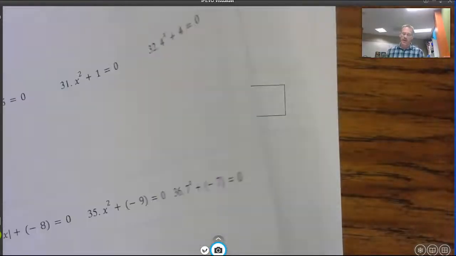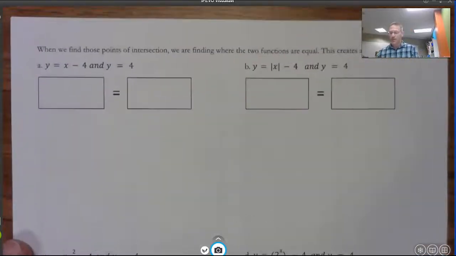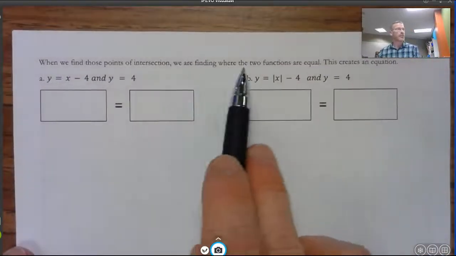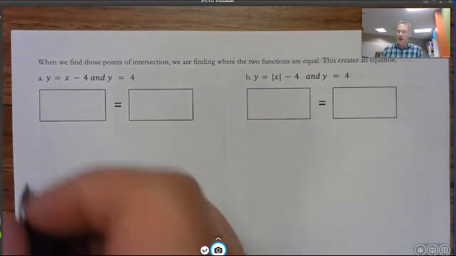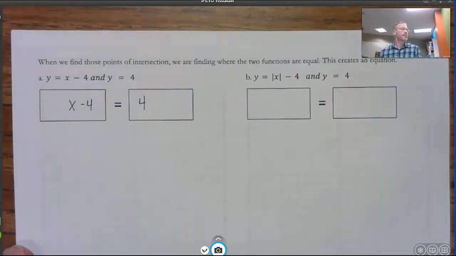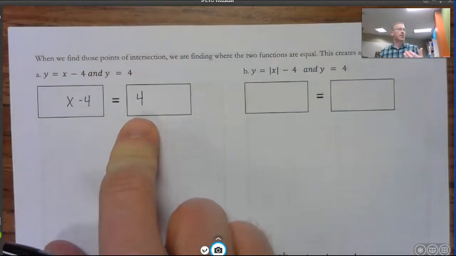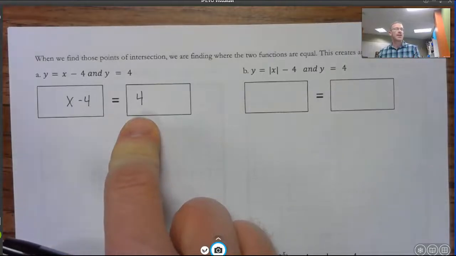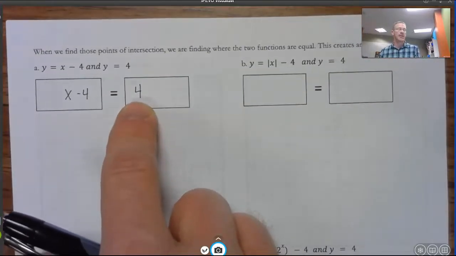Now, when we're looking for our points of intersection, we want to set those 2 functions equal to each other. So I'm still going to do x minus 4 equals 4. The difference is yesterday it was already equal to 0, so we could use that 0 property. The change for today is that I want to make this 0, so then I can go back to using that 0 property like we did yesterday.